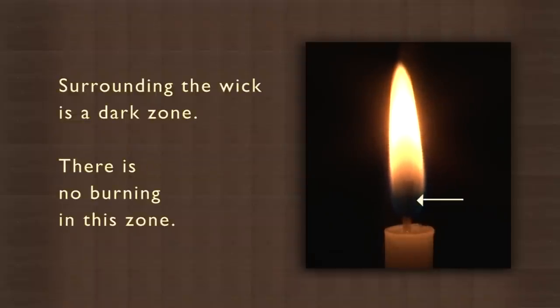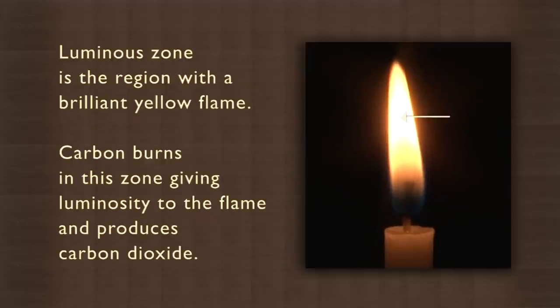Surrounding the wick is a dark zone. There is no burning in this zone. Luminous zone is the region with a brilliant yellow flame. Carbon burns in this zone, giving luminosity to the flame. This is a zone of partial combustion.